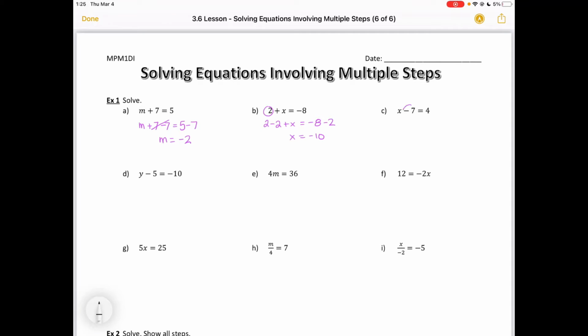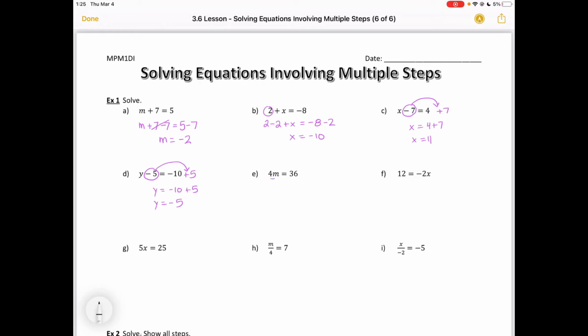Now I'm going to show you a shortcut. What I can actually do is move the term and change the sign, which is equivalent to doing the opposite operation. So x equals 4 plus 7, which means that x equals 11. In D, I have minus 5 as my example. I'm going to move it over and change the sign. Now I've got y equals minus 10 plus 5, which means that y equals minus 5.